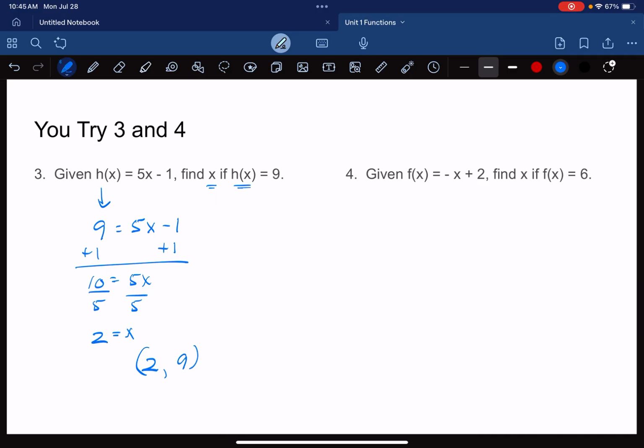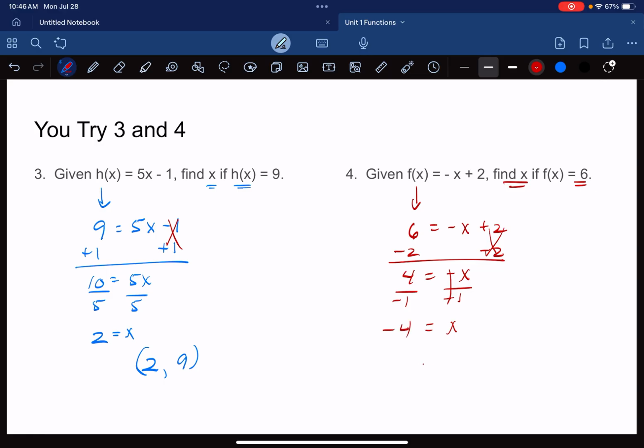You guys try the next one there. So this time we're replacing f of x with 6. Just like it says right here, f of x is 6, so let's replace f of x with 6. I don't know x, that's what I'm trying to find. I'm going to solve this for x. I'm going to subtract 2 to get x by itself. I should have done that over here too. 4 equals negative x. And now to get rid of the negative, I'll just divide by negative 1. Those cancel. And 4 divided by negative 1 is negative 4. So when I input negative 4, I get an output of 6.